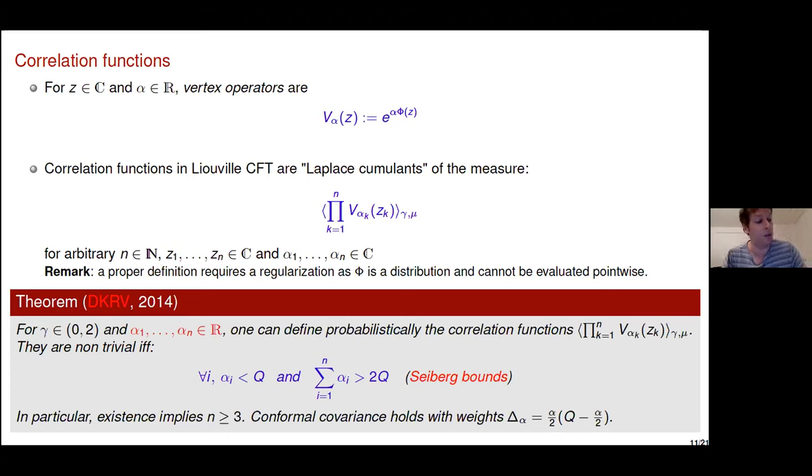Okay, and so especially what is nice, and what you can show, is that for the probabilistic construction, if you apply Möbius transforms to the z_k's, what you see is the same thing times some powers of psi prime with the minus two delta alpha. And these weights are given by this formula, alpha over two times Q minus alpha over two, where recall Q is gamma over two plus two over gamma.